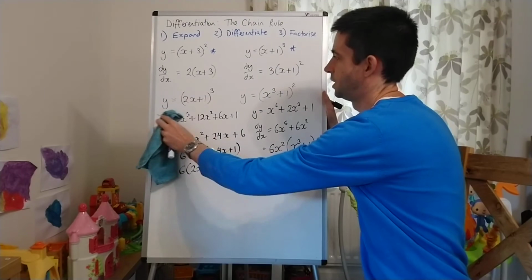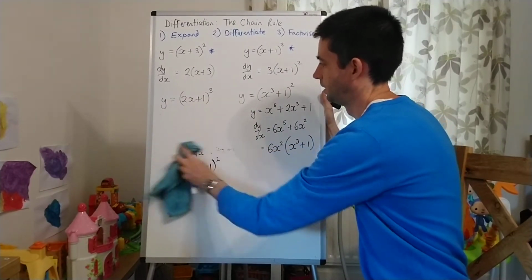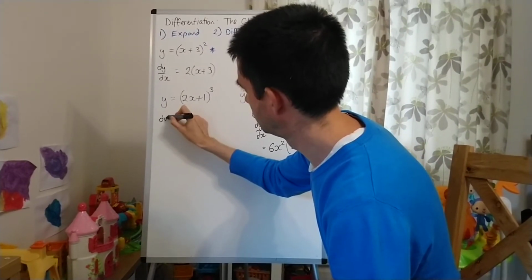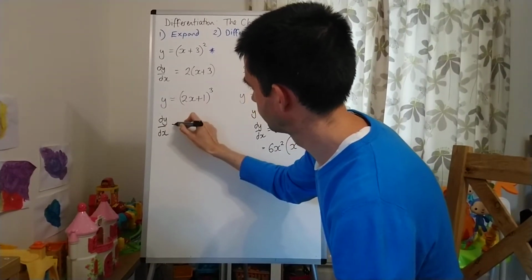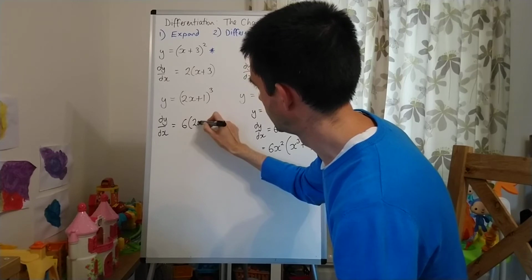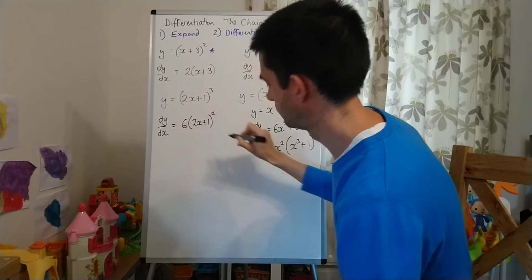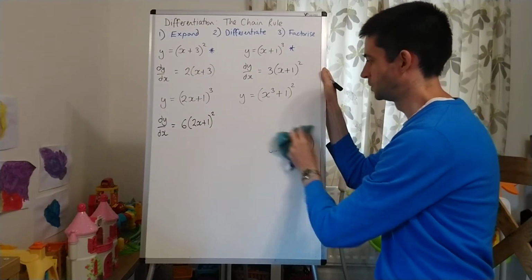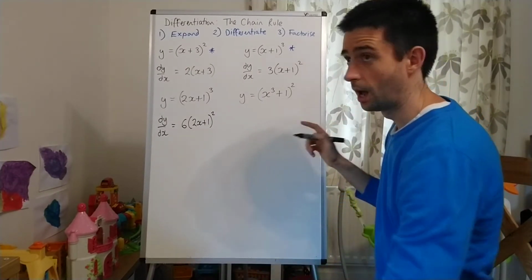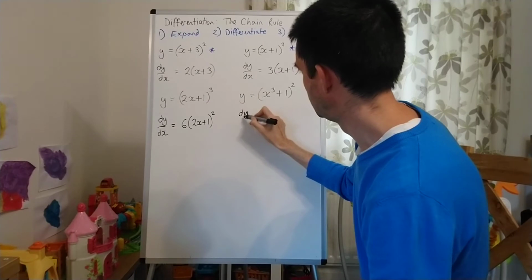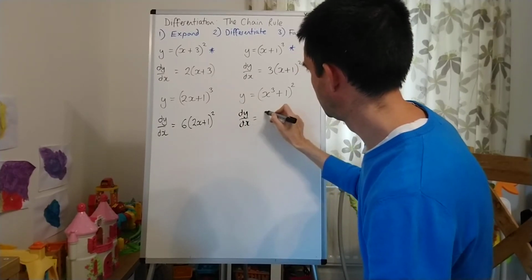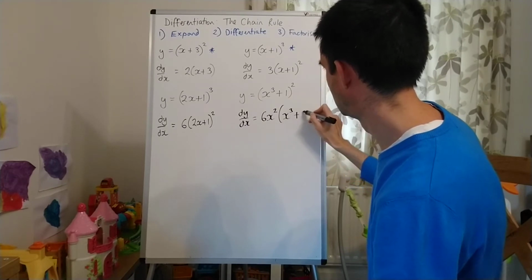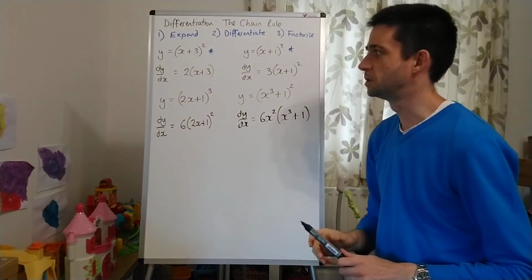So we've got y equals 2x plus 1 all cubed, and that differentiated to give us 6 lots of 2x plus 1 squared. Similarly, y equals x cubed plus 1 all squared, we ended up with dy by dx equaling 6x squared lots of x cubed plus 1.